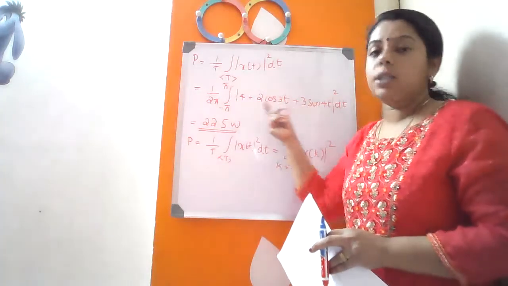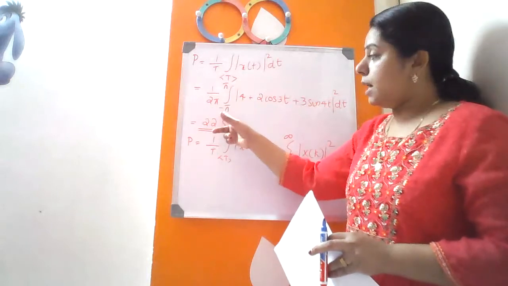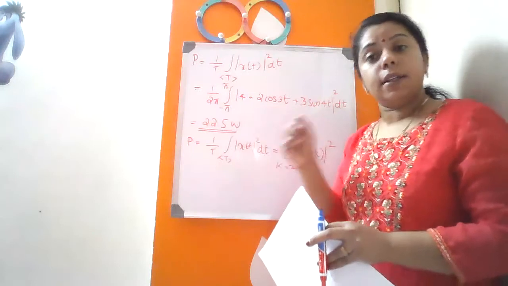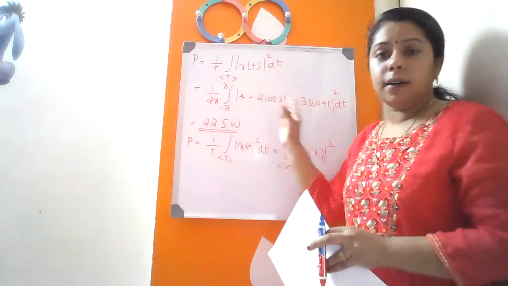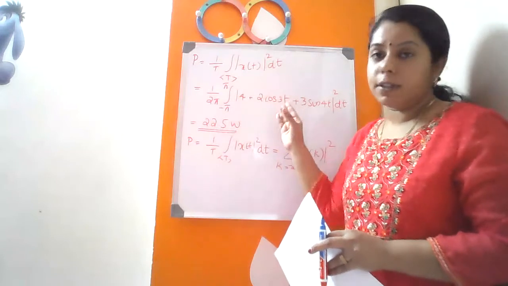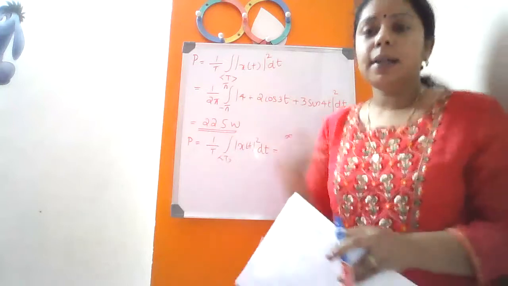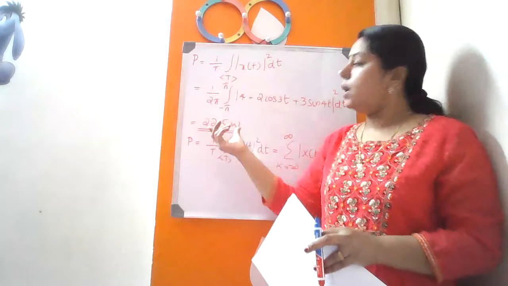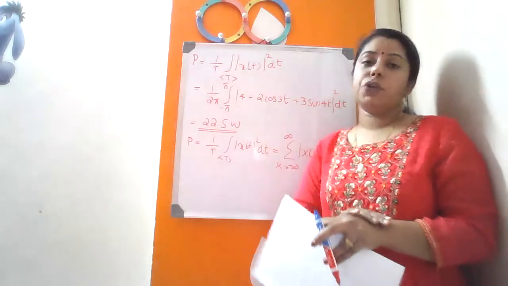After the integration and substituting the limits, here I substituted the limits as minus pi to pi, or you can write it as 0 to 2 pi. After substituting the limits, you will get the final answer like this. It's not mandatory that you go for this equation itself. This is the equation for average power.